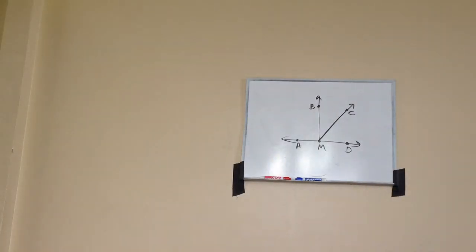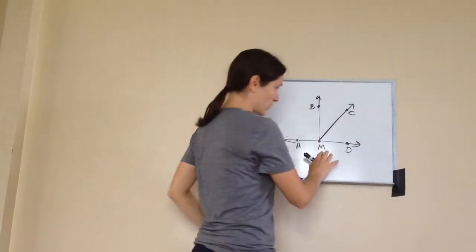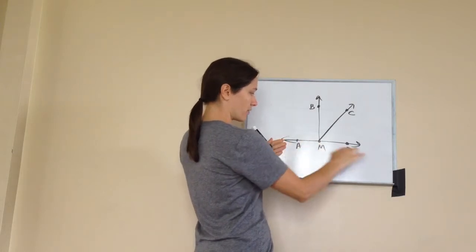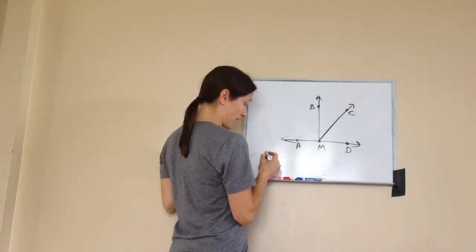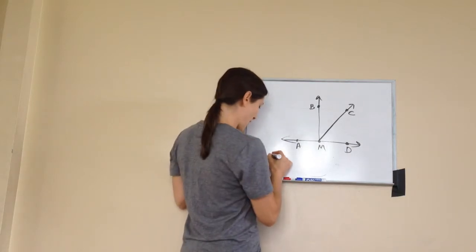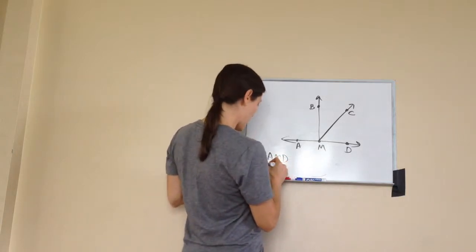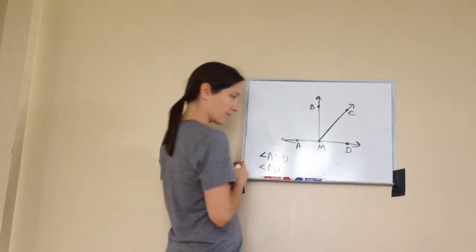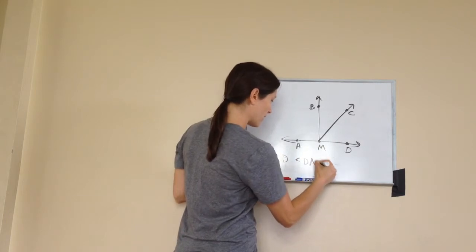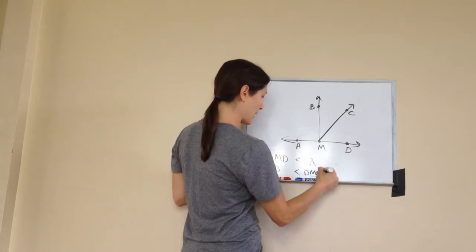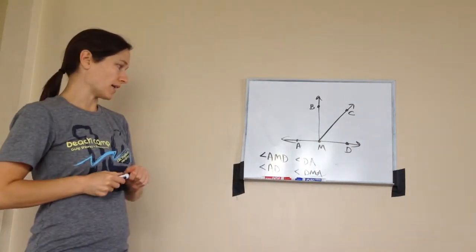All right, let's look at this figure. They're asking me to name the straight angle. Obviously, this is the only straight angle we have. Because they're saying straight angle, we're going to name it angle AMD. Or you could even say angle AD, or angle DA, showing that it's going this way, or even angle DMA. Either of those are fine to label it. So that would be our straight angle.